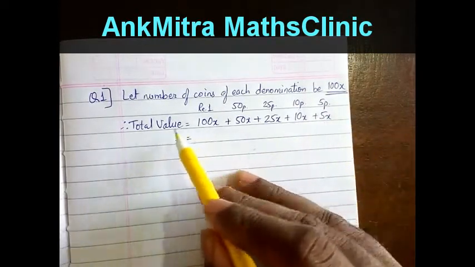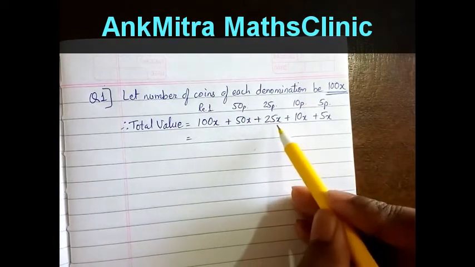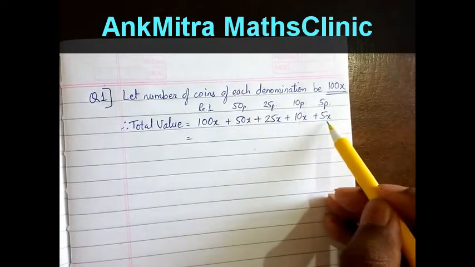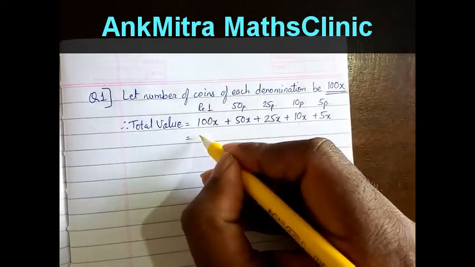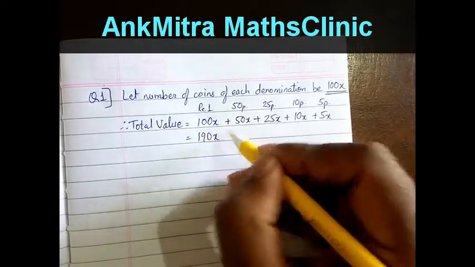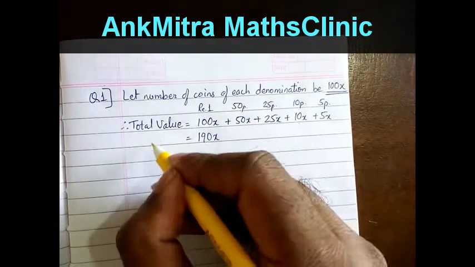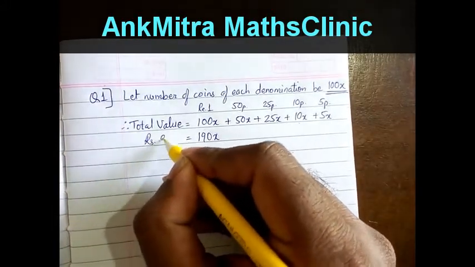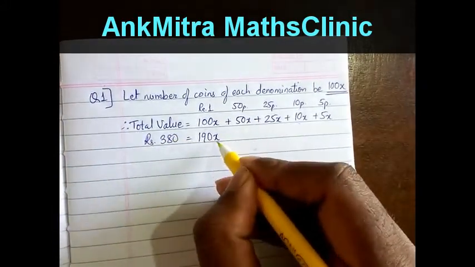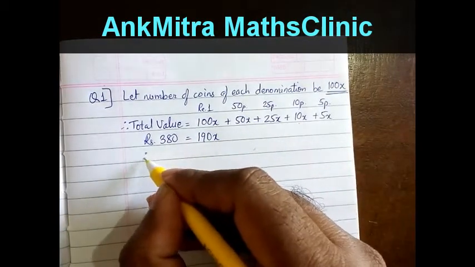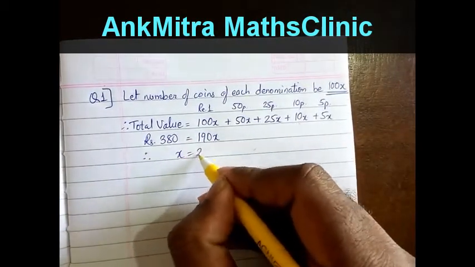So the total value will be 100x plus 50x plus 25x plus 10x plus 5x, which comes to 190x. And they are given that the total value of all the coins is equal to 380. So rupees 380 is equal to 190x. Therefore, we get x is equal to 2.